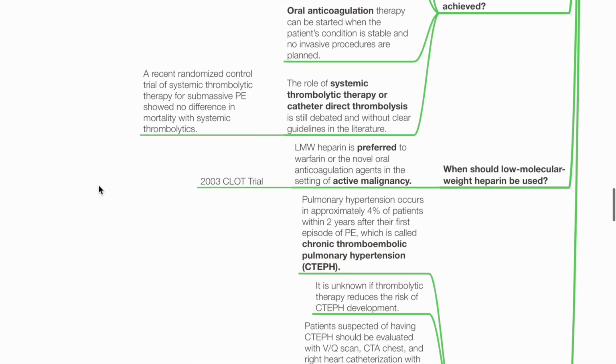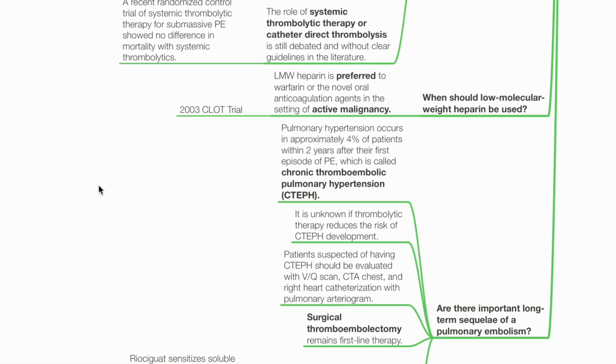When should low molecular weight heparin be used? Low molecular weight heparin is preferred to warfarin or novel oral anticoagulation agents in the setting of active malignancy.